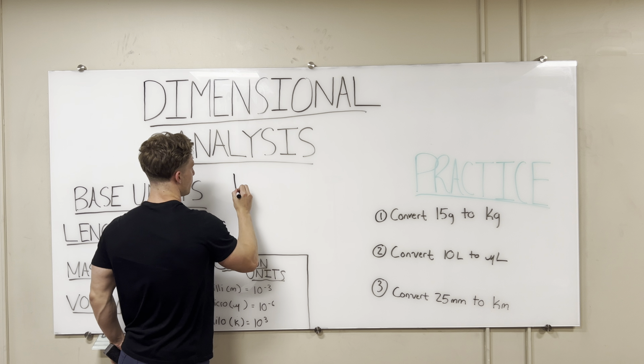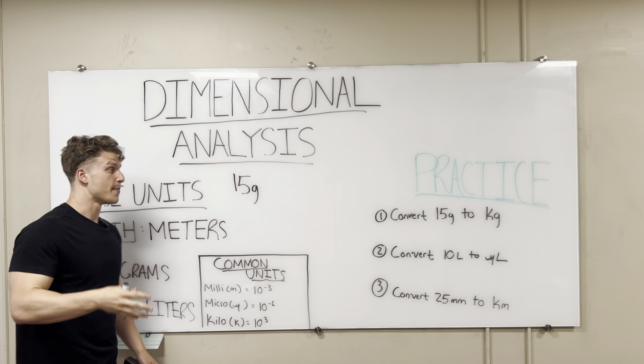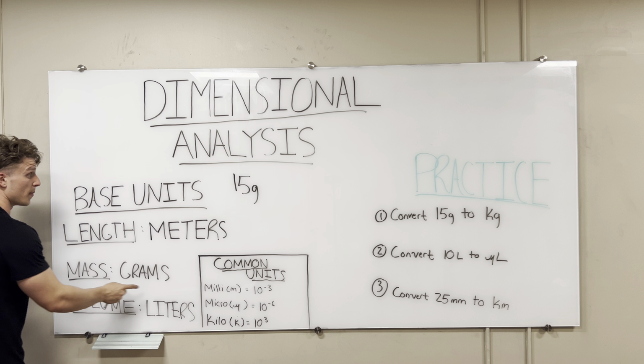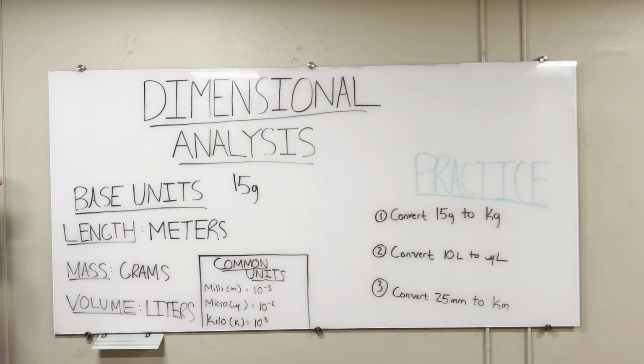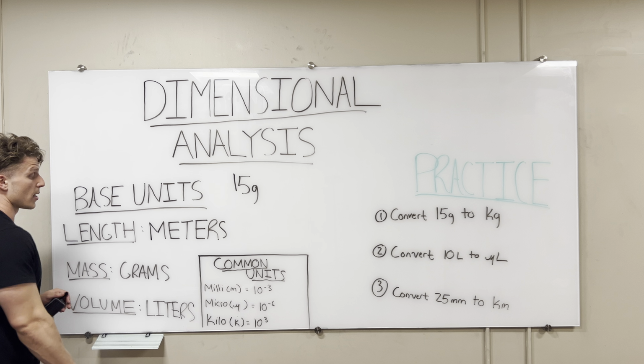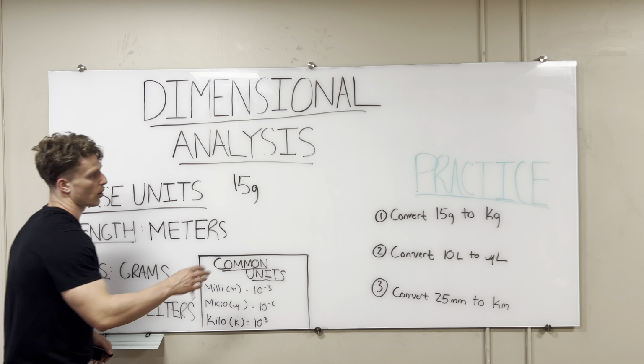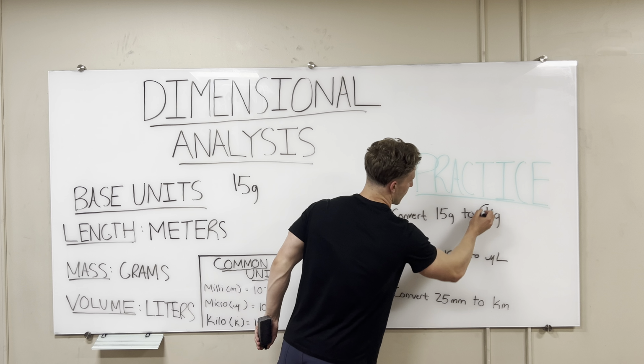So I have my 15 grams, right? And I like to check to see if I'm in my base unit. So for measuring mass, we're in grams. So cool, we're in our base unit. We can then use some of the units that we know, some of these common ones down here that we should have memorized, to get to our final unit, which is kilograms, right?